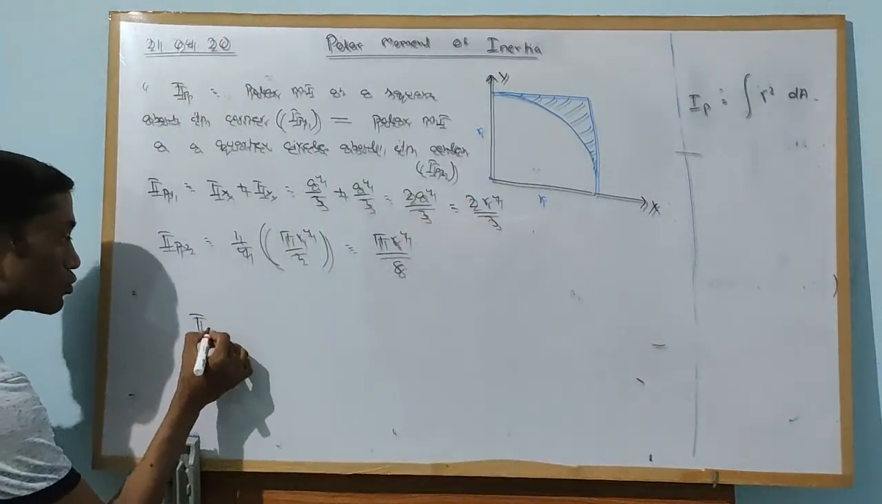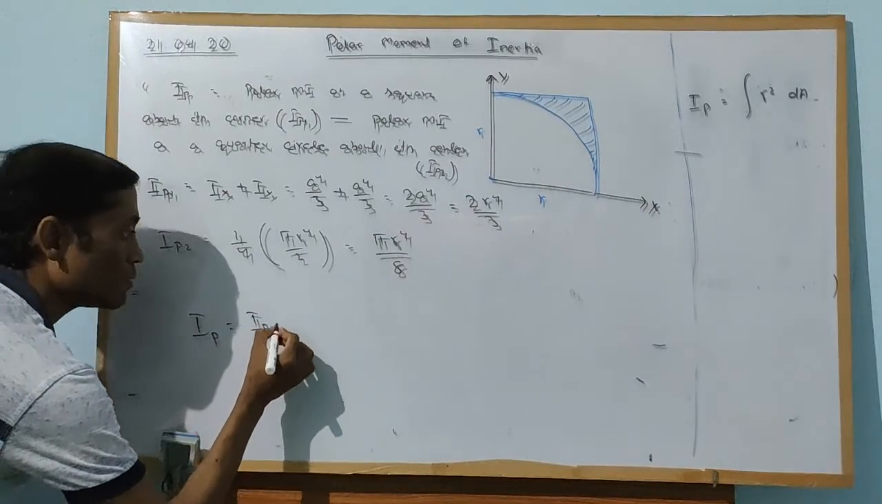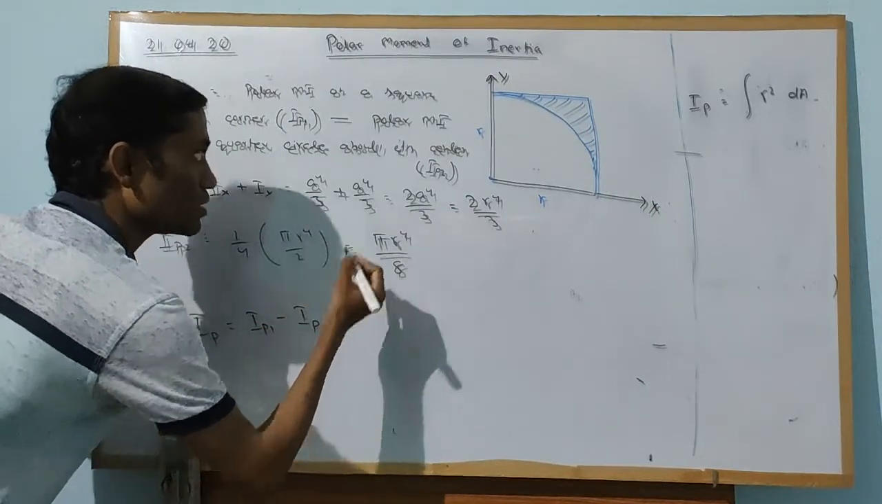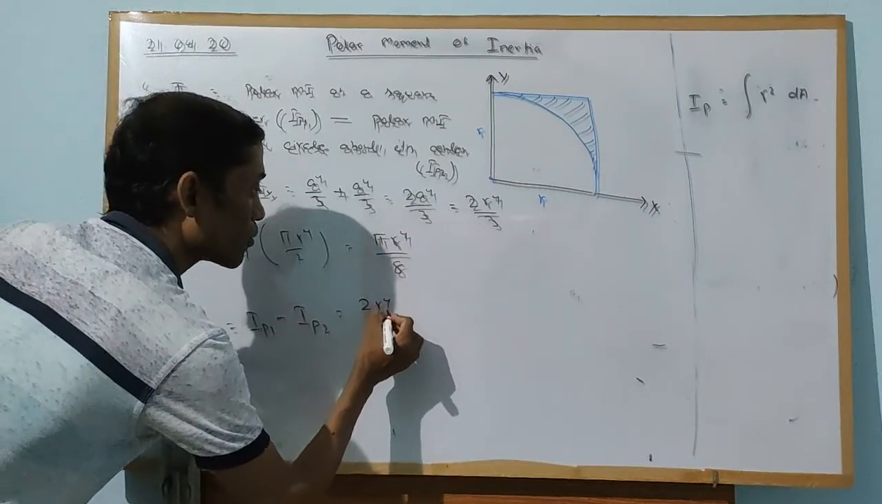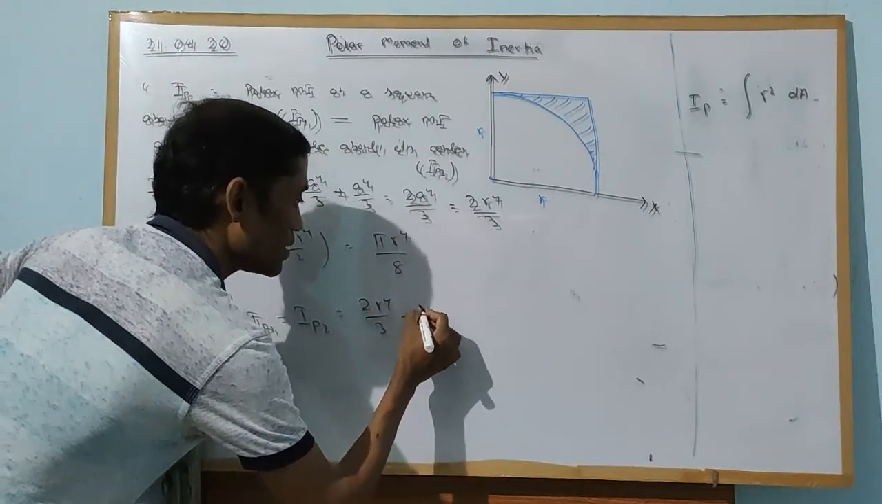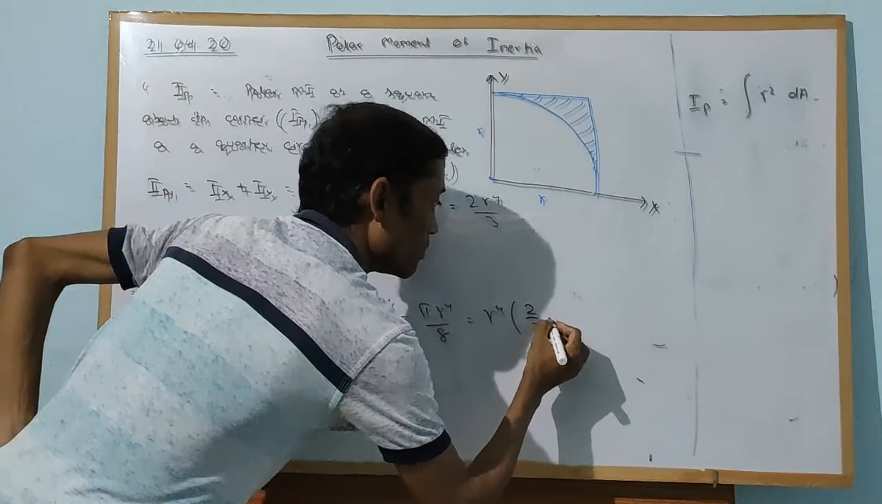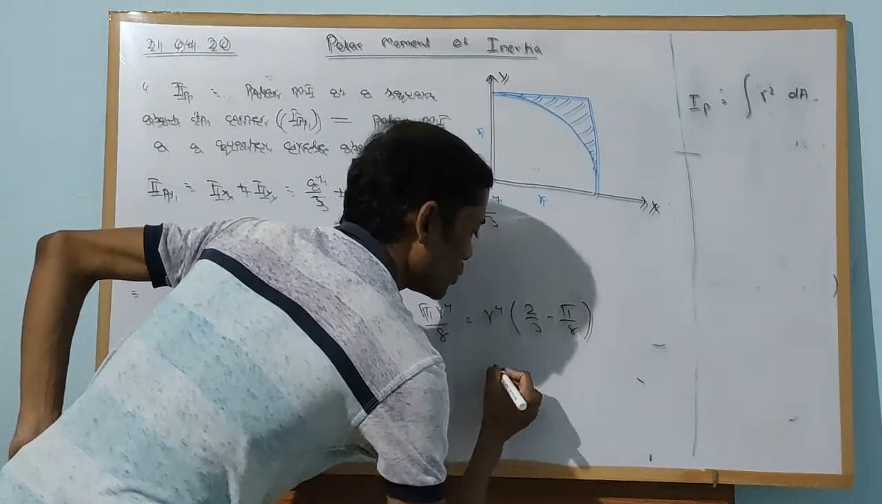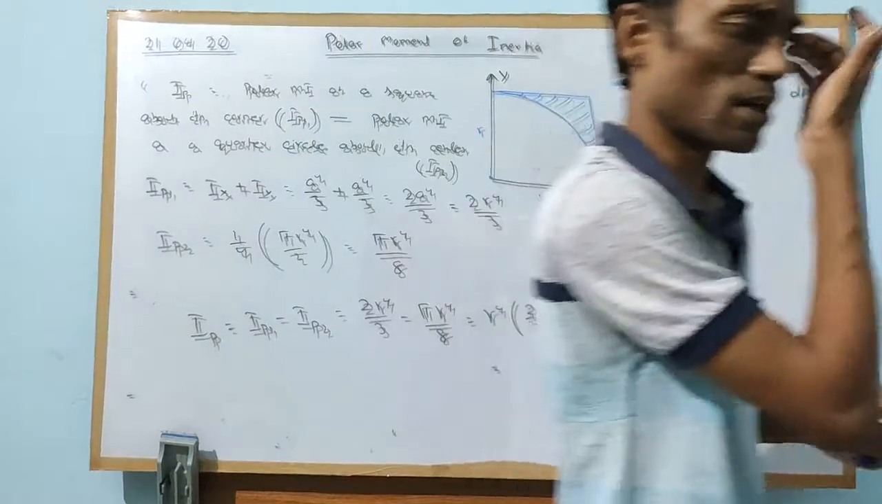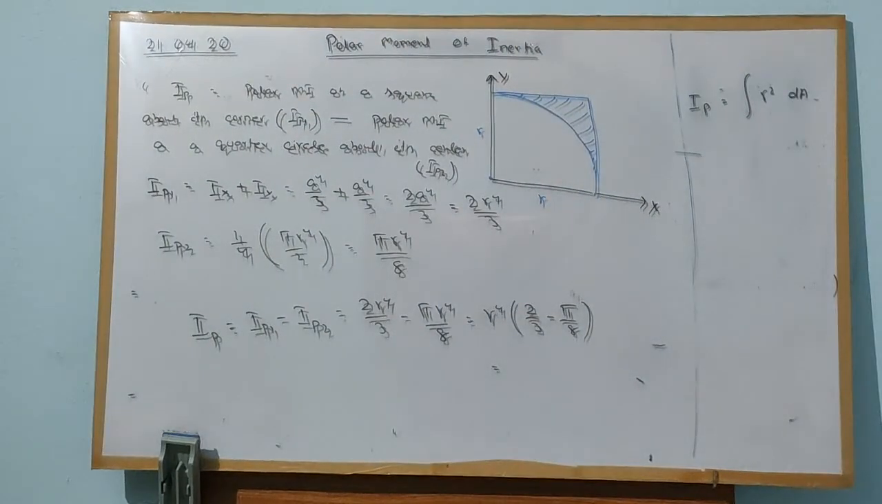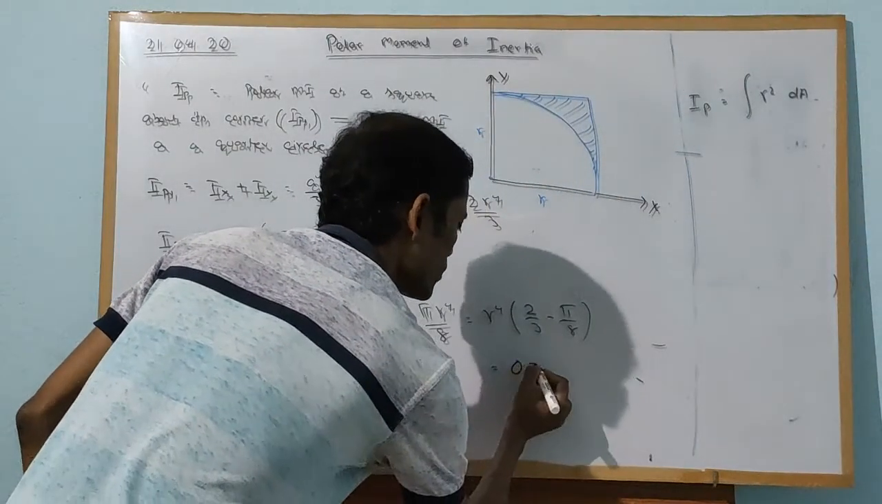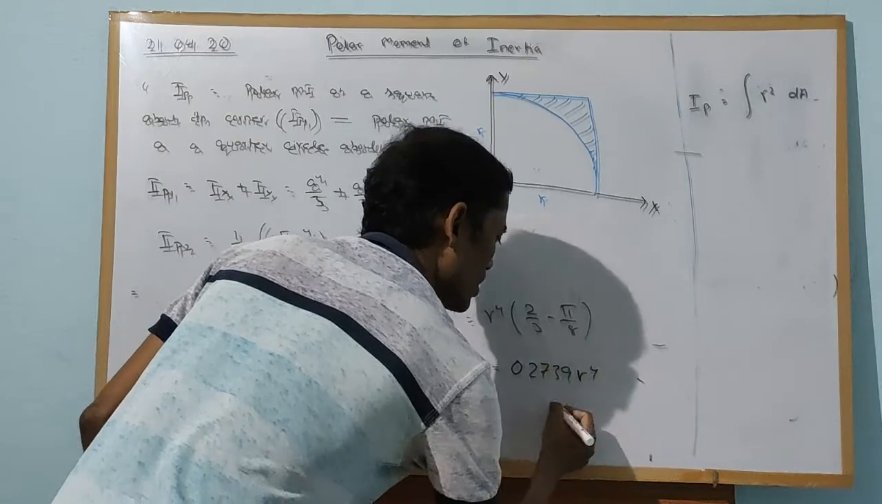So Ip is equal to Ip1 minus Ip2, that is 2r4 by 3 minus pi r4 by 8. R4 can be taken as common, 2 by 3 minus pi by 8. So you can compute it, a little bit of computation I did. Yeah, it is 0.2739 r to the power 4, the answer.